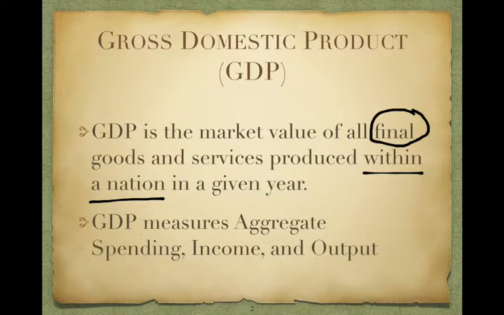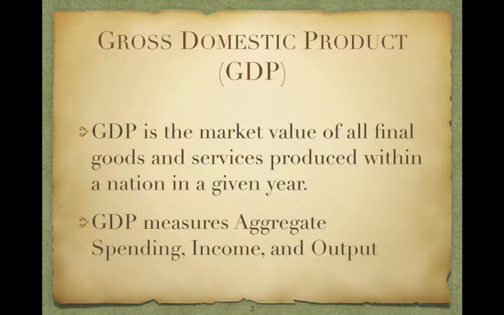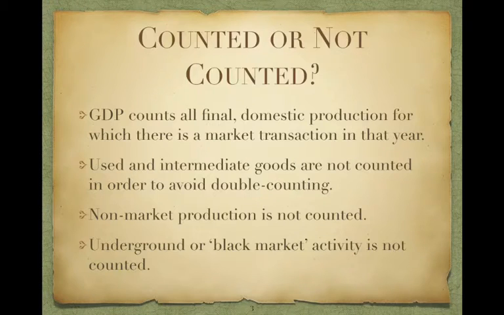So if we're talking about US GDP, it's got to be within our borders. If it's not within our borders, that counts for something else that we talked about called GNP, or gross national product. So GDP is going to measure all aggregate spending, income, and output. We're talking about things that are made within a given year. So let's take a look at the next slide.